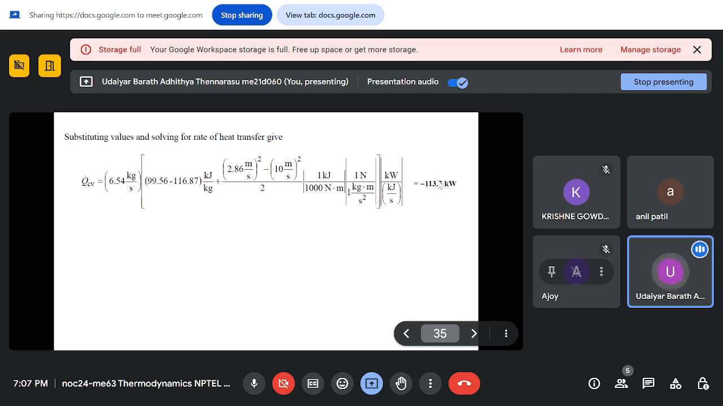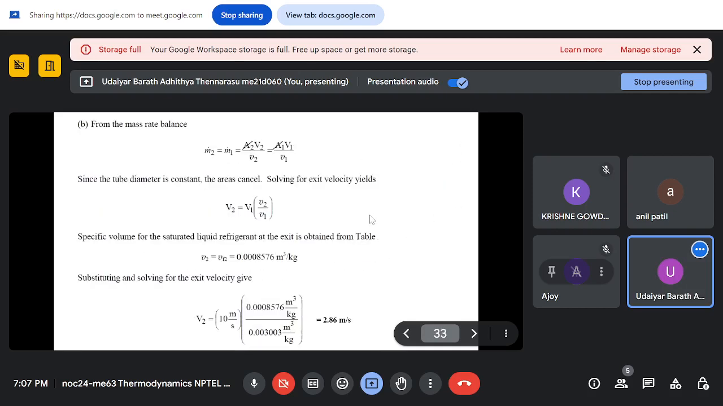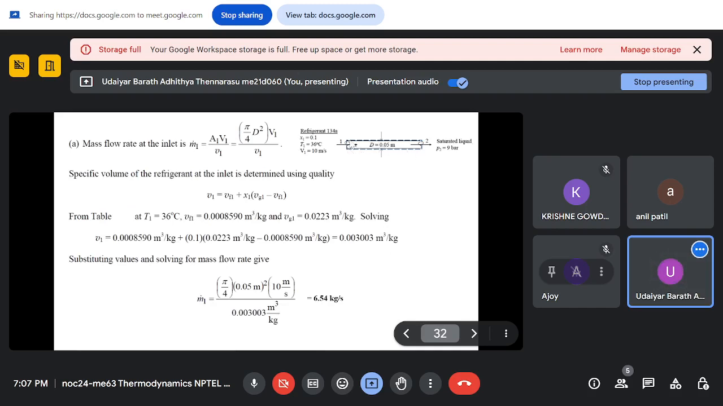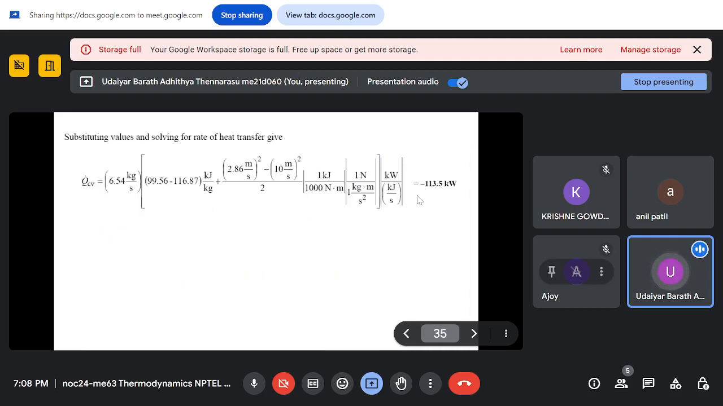So this suggests that heat is getting rejected. This negative says that heat is getting rejected, and you are losing 113.5 kilowatts. Initially, if you see this 0.1, it's converting into liquid. So ultimately at that point also, you are condensing, so you have to reject heat in that case. So that's what we observe here, which is negative 113.5.